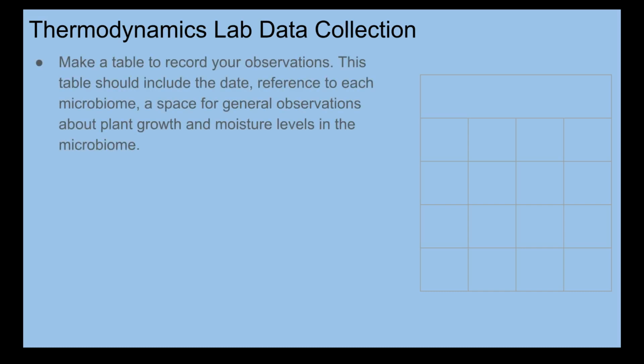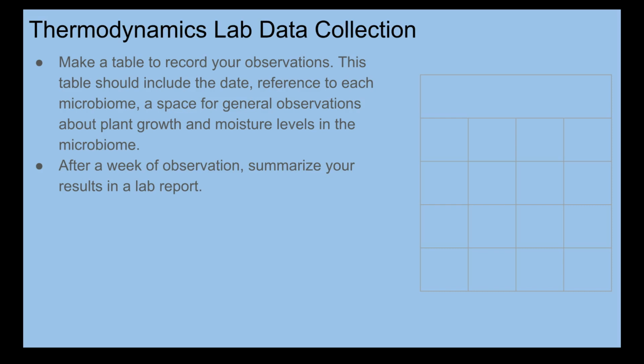Okay, you want to make a table to record your observations. So the table should at least include the date. It should include a reference to each microbiome, so you have two. You got to decide which one's the control. And you want to have a space for general observations about plant growth, like if any seeds germinate, and also about the moisture levels in the microbiome. So is there condensation in there?